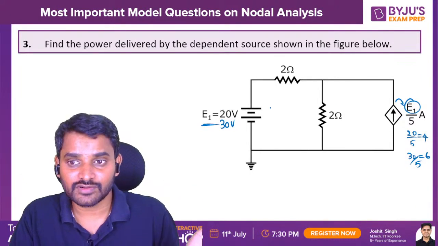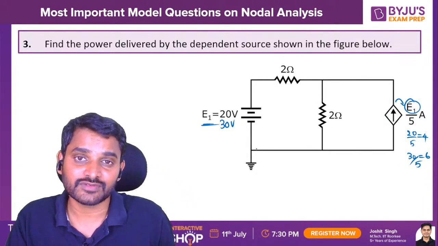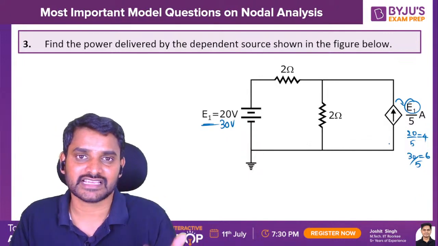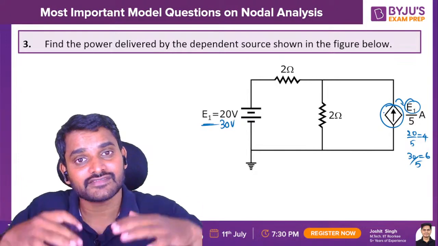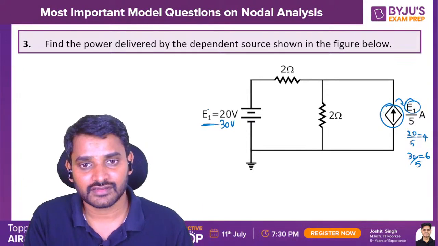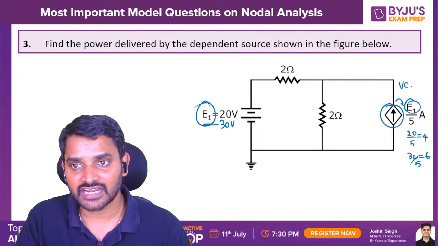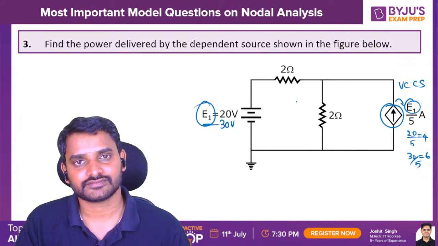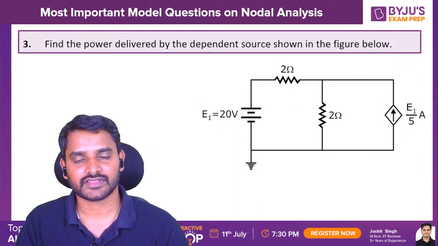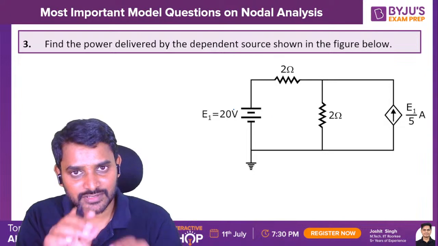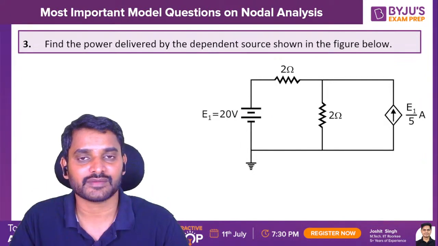So if it is 20 volts, the current delivered by this current source is 4 amperes. If it is 30 volts, the current delivered by this current source is 6 amperes. So this current source is controlling its value based on the voltage. That's why it is a voltage controlled current source. That's it. So you just substitute that parameter, or look at that parameter.